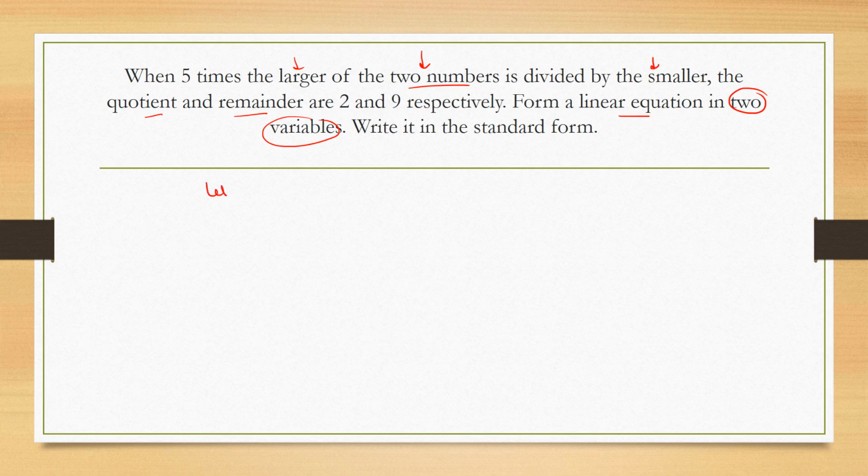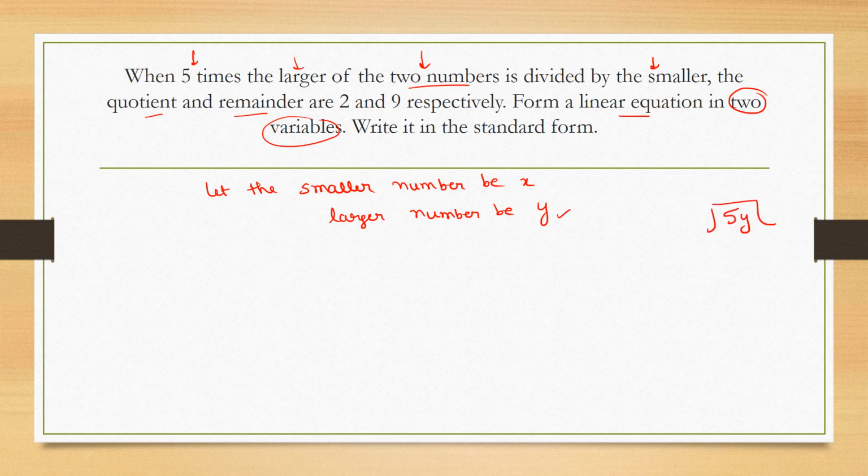So let's assume that the smaller number be x and larger number be y. And you can shuffle it. Order does not matter here. You can either consider larger number as x. Now, what is it saying? 5 times the larger number, that means 5 times y, is divided by the smaller number, that is x. The quotient is 2 and the remainder is 9, right?